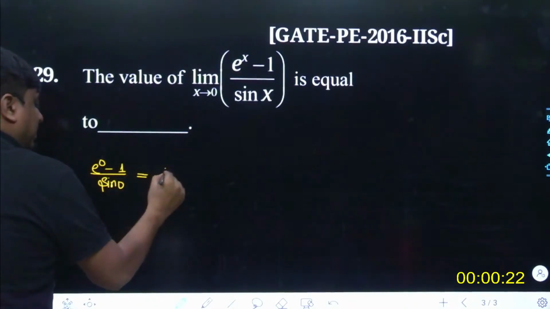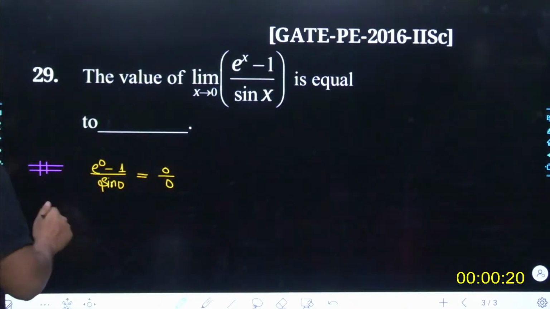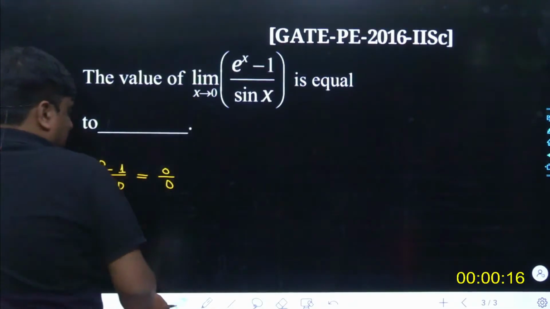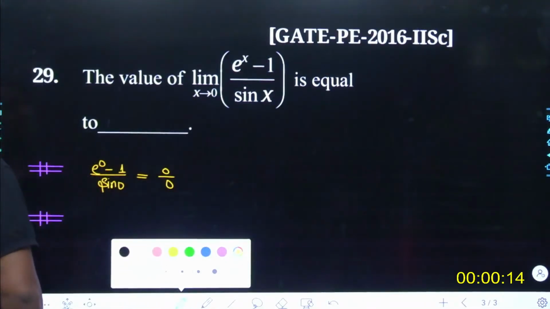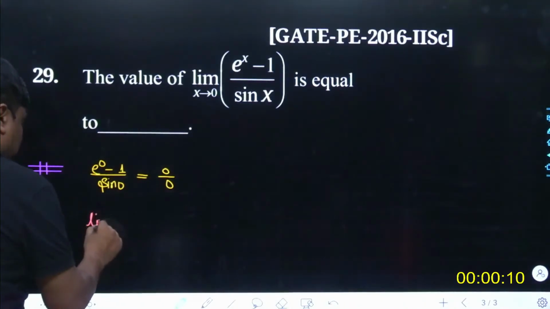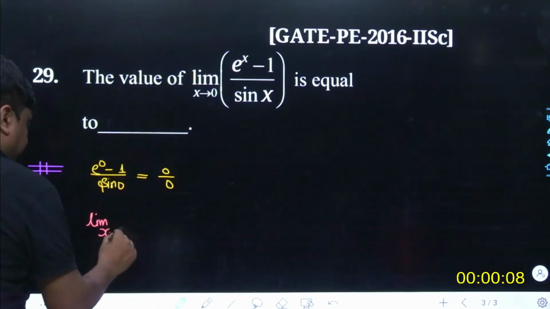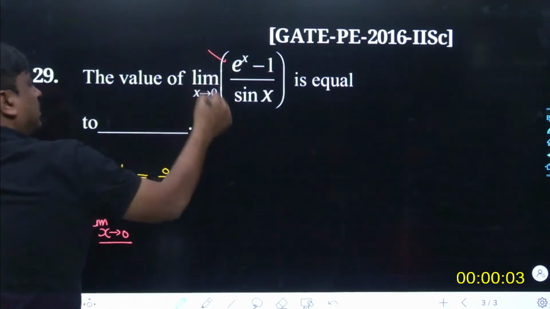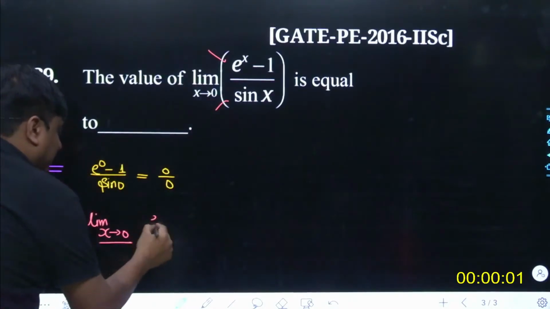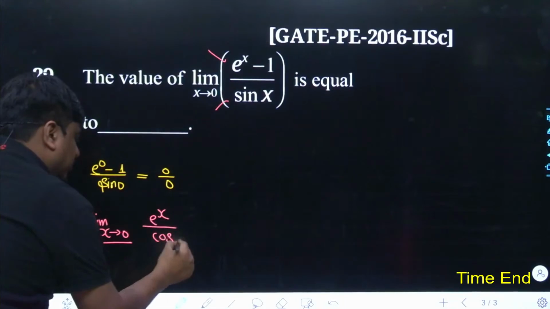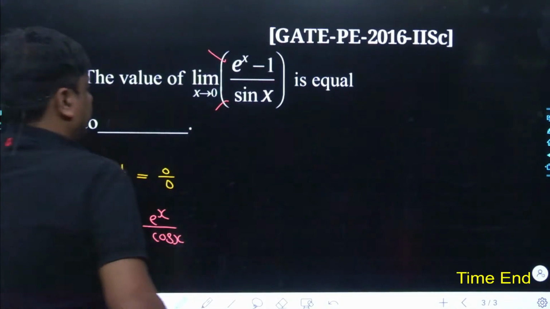And this is the condition of 0 by 0, which is indeterminate. That means this result can fall in any of the directions. So now what have I been doing over here? Here comes limit x tends to 0. We will take the differentiation of numerator and denominator. So the result which is expected to come is e to the power of x, and here comes cos of x.